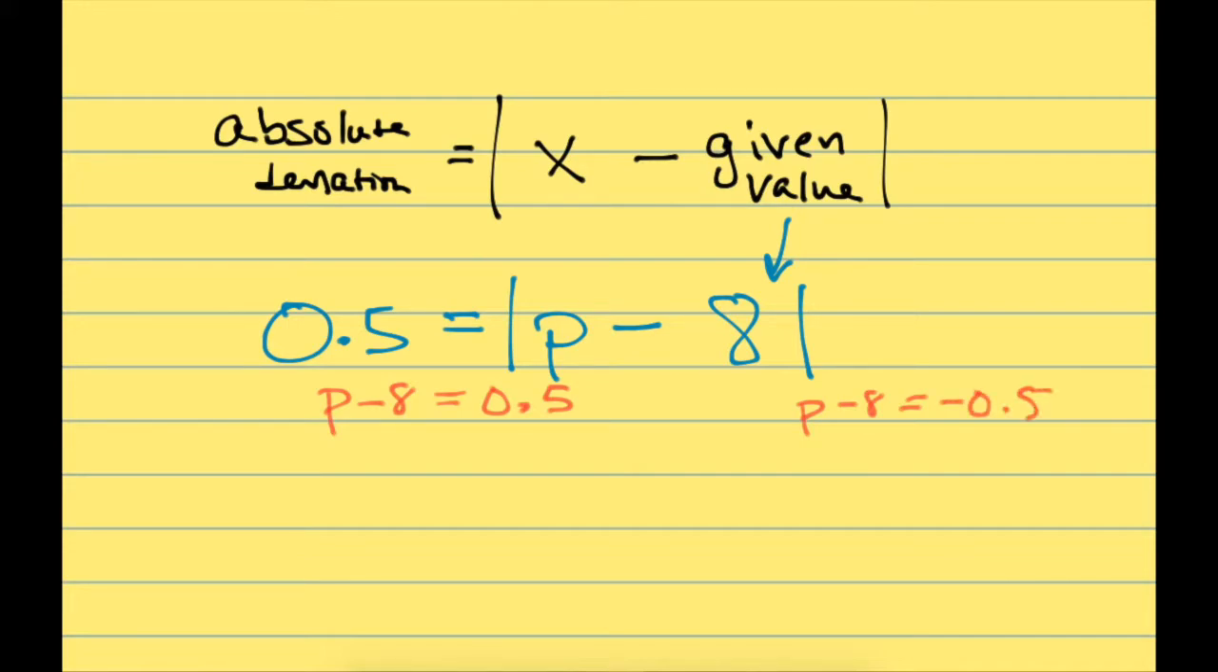And then we solve by adding 8 to both sides, which gives us 8.5 and 7.5. Those are our minimum and maximum acceptable pressures.